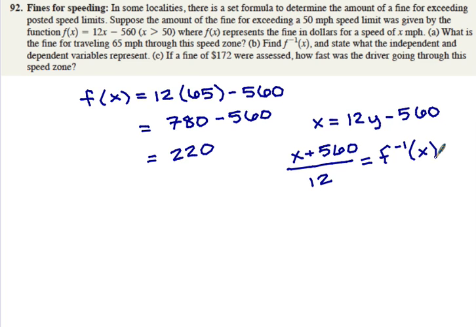Now in this case, f of x represents what our miles per hour is, given a certain fine. And so we can plug in, if I know my fine is 172, how fast was I going? So 172 plus our 560, then divided by 12, tells us that we were going 61 miles per hour.